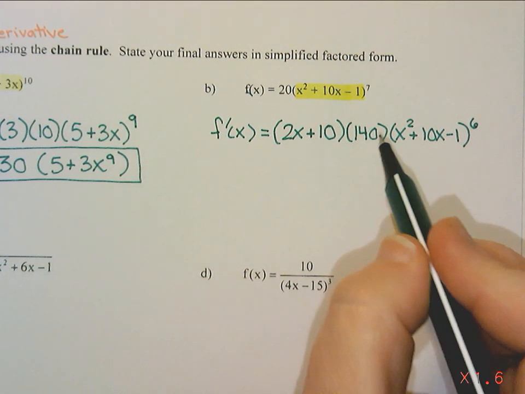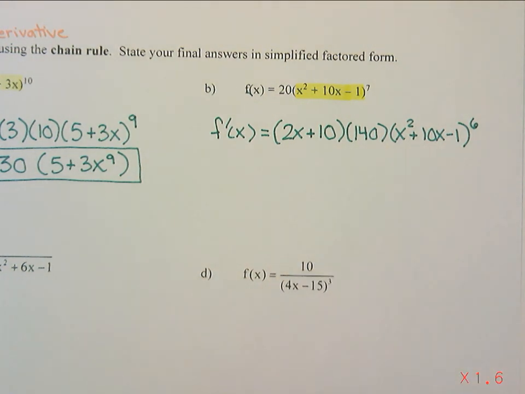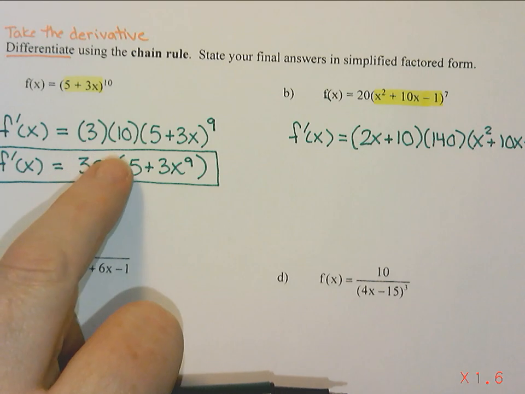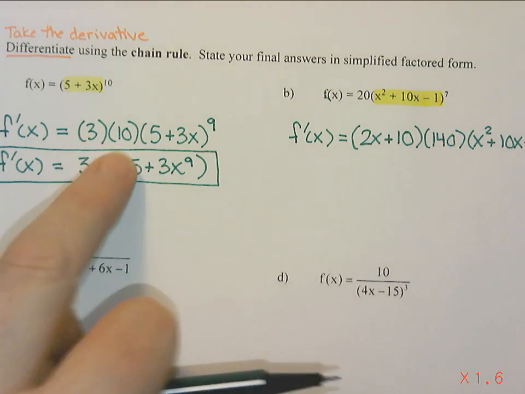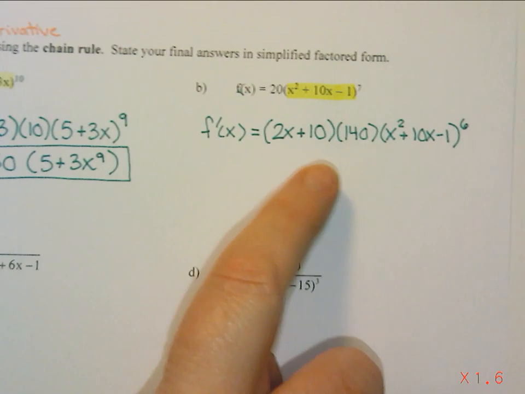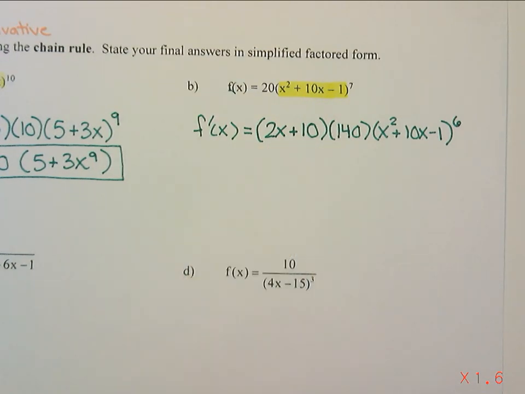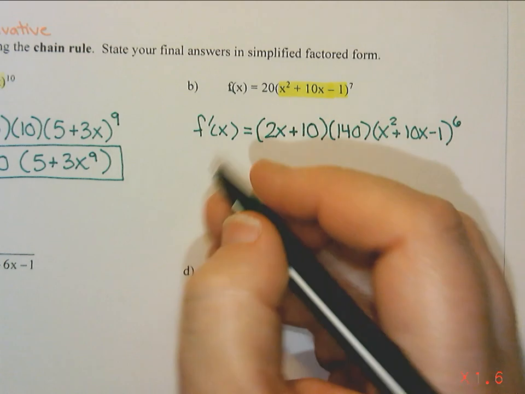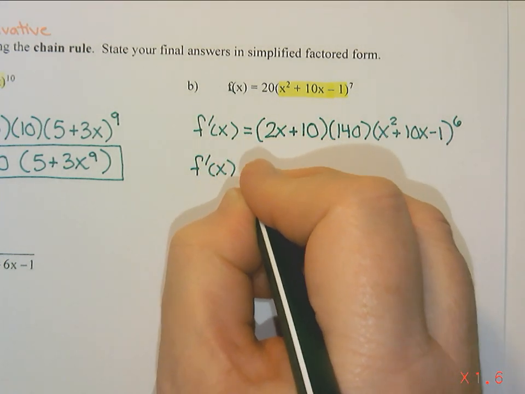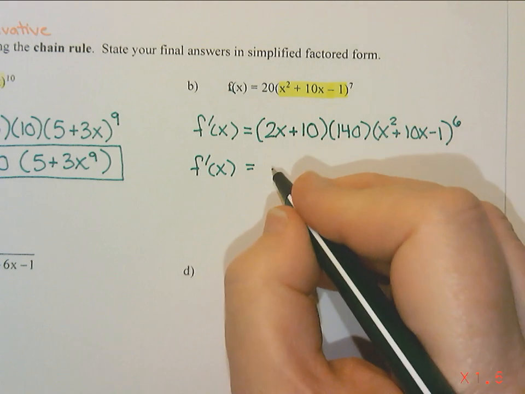Now, should I multiply 140 and the 2x plus 10? If I do that, it's not factored anymore. At least right now it is factored. On this one, I had monomials, so single terms, and the singles like to mingle, so I will multiply those together. But if I have binomials or trinomials, I do not multiply. The only thing I might do is move the monomial up to the front. So I'm going to say f prime of x is 140.